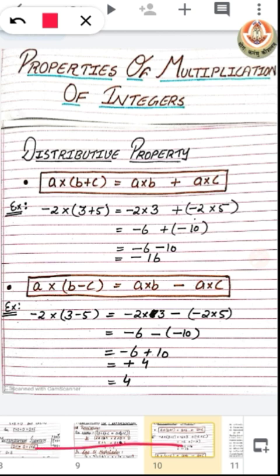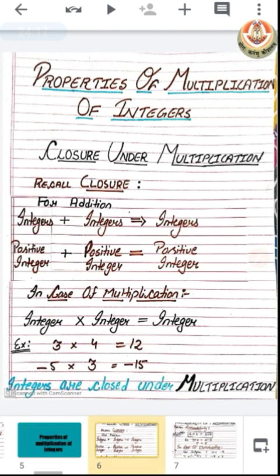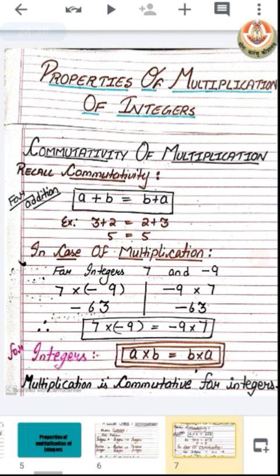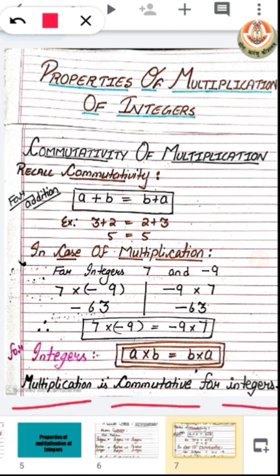So let's have a quick recall of all the properties. The very first is closure under multiplication. Yes, integers are closed under multiplication. That means when we take two integers and multiply them, we get an integer as the answer. Second property, commutativity of multiplication. Yes, multiplication is commutative for integers. That means when we multiply two integers and interchange their places, we get an equal answer in both cases.